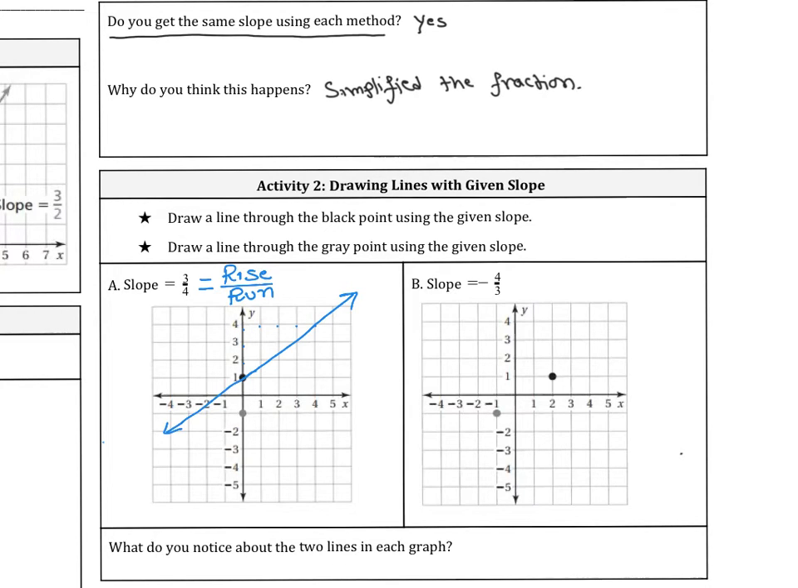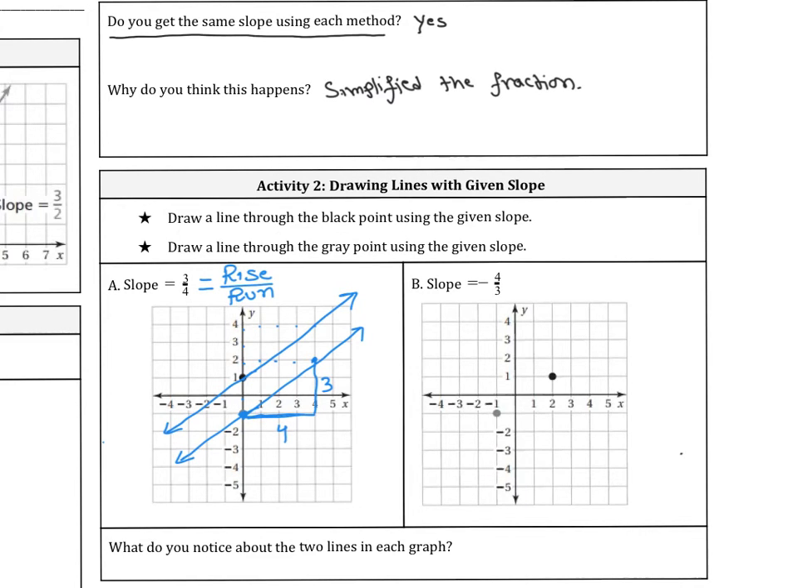Now we're using the gray point. So the gray point is right here. So this is a gray point, and we are going to use the same slope. So 1, 2, 3, 1, 2, 3, 4. So this is going to be the other line, and you can see that when you graph two lines with the same slope, those lines are going to be parallel. So 3 units up, 3 units up, and 4 units run.